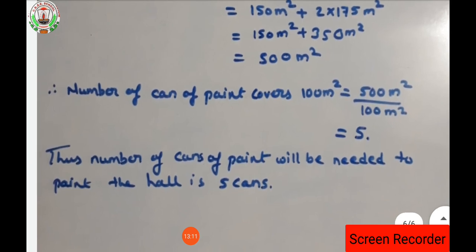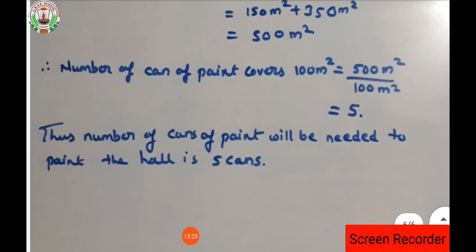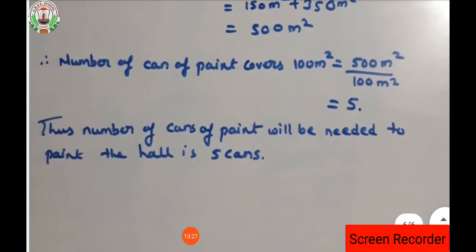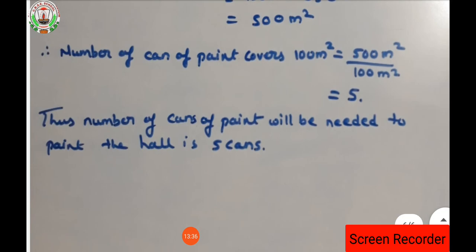Clear everyone? Now, since it is asked that if one can covers 100 meter square area of the wall to paint, then how many cans are required to paint? So the total surface area of that hall is 500 meter square. The area the can covers is 100 meter square. So 500 will be divided by 100. We will get the required number as 5. Thus the number of cans of paint needed to paint the hall is 5 cans. Clear everyone? Thank you students.